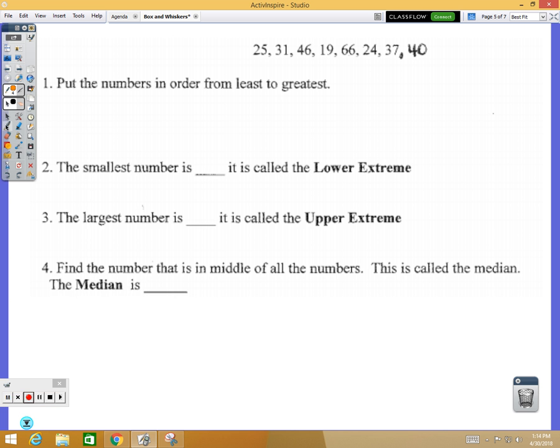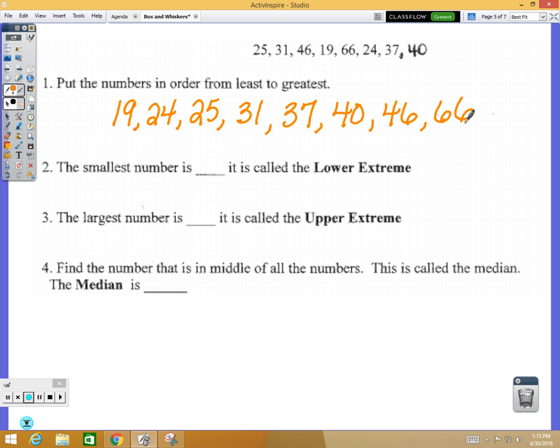So let's see how you did on this set of numbers. We had an even amount of numbers, which made it a little more challenging for some people. In step number 1, just like before, we order them from least to greatest. You should have had 19, 24, 25, 31, 37, 40, 46, and 66. The smallest number is 19, and this is your lower extreme. The largest number is 66, and this is your upper extreme.